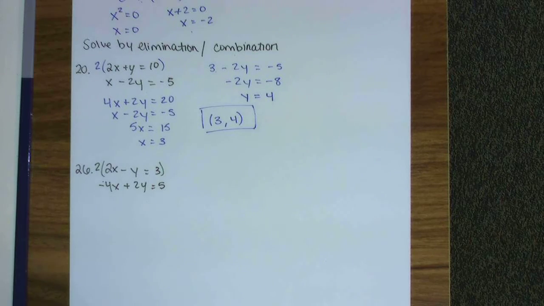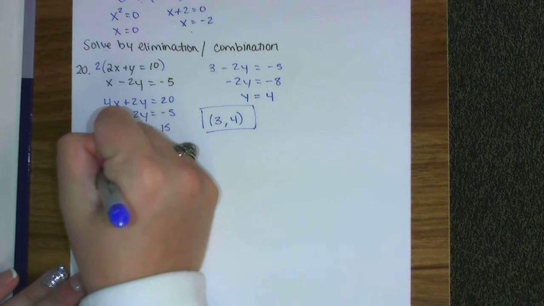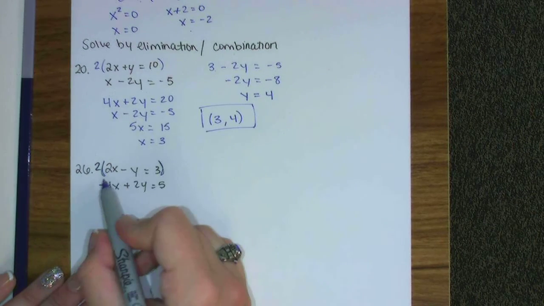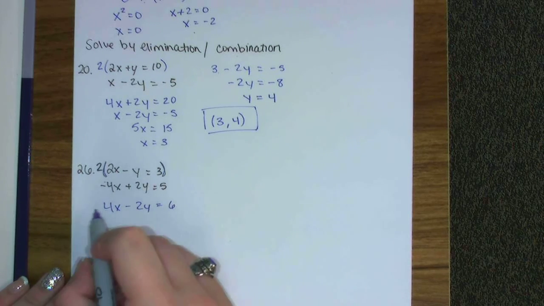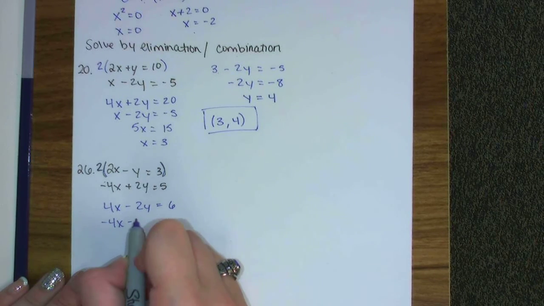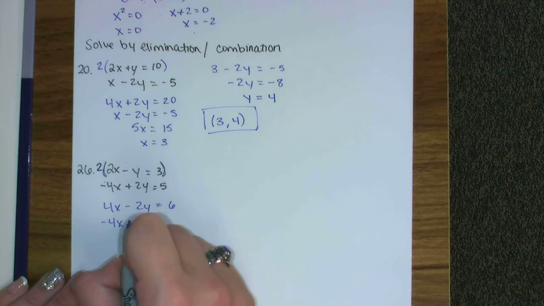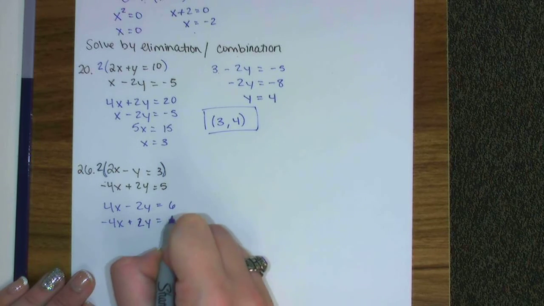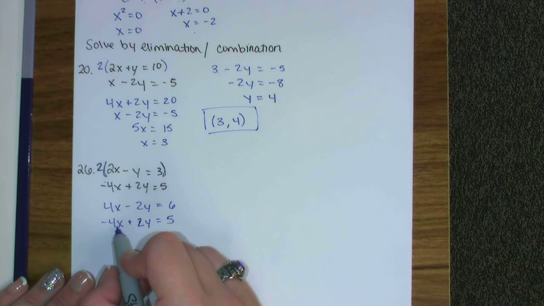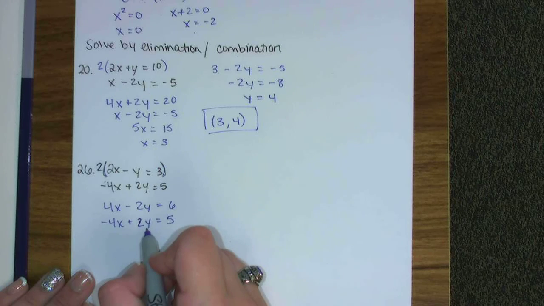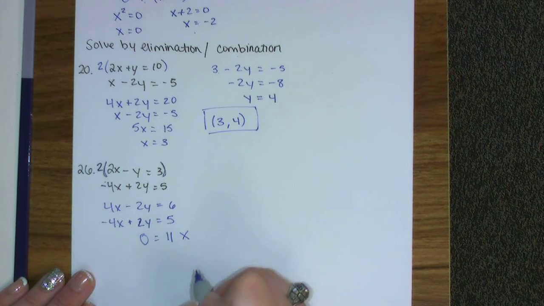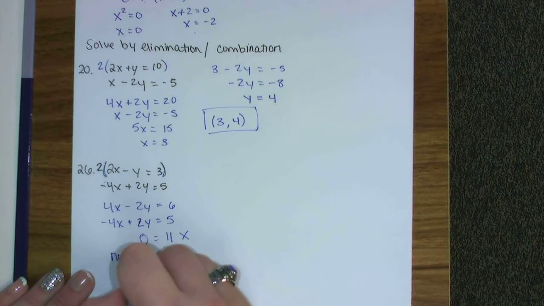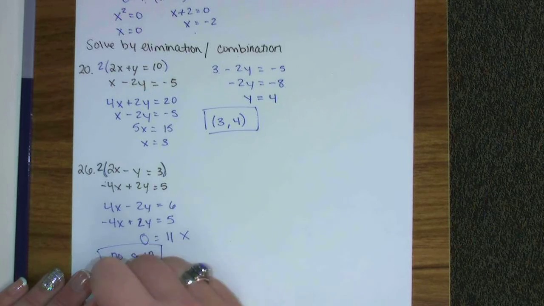These are different colors so you can see what's going on a little better. Alright. So then that gives me 4x minus 2y is equal to 6. Negative 4x plus 2y is equal to 5. 4x minus 4x is 0. Negative 2y plus 2y is 0. So 0 is equal to 11, which is not true. Therefore, there is no solution for that one.